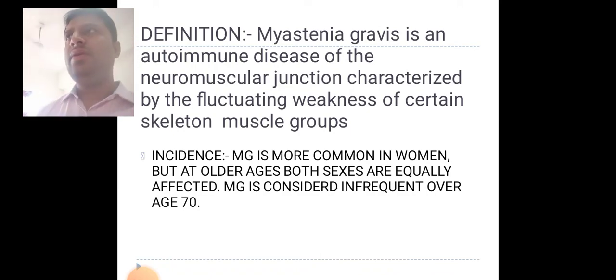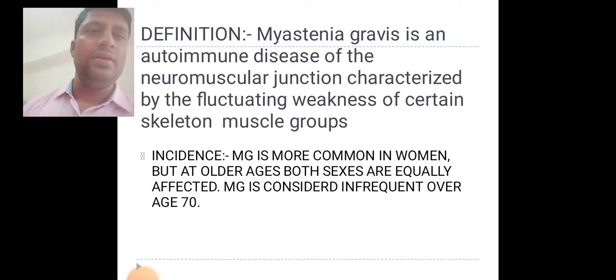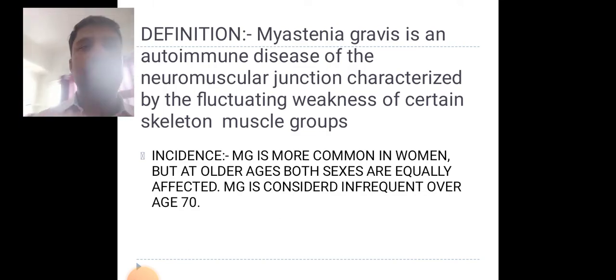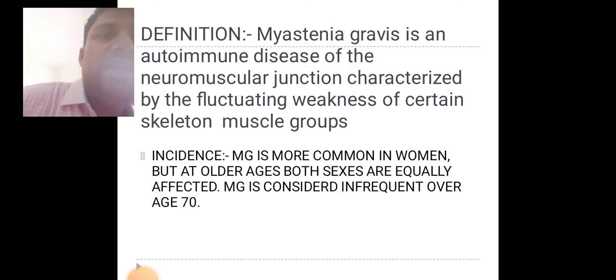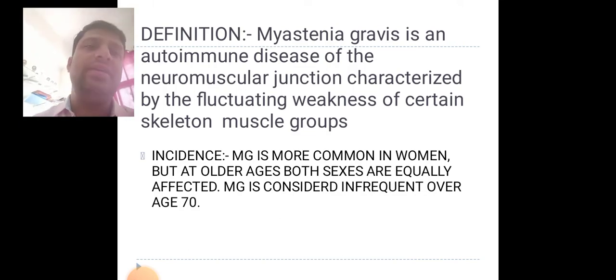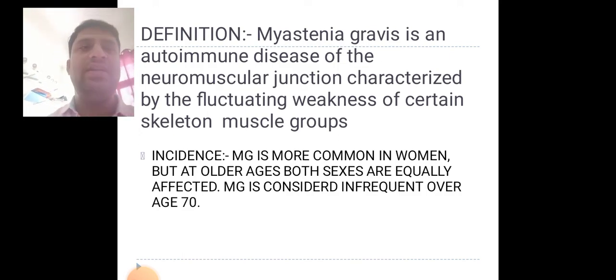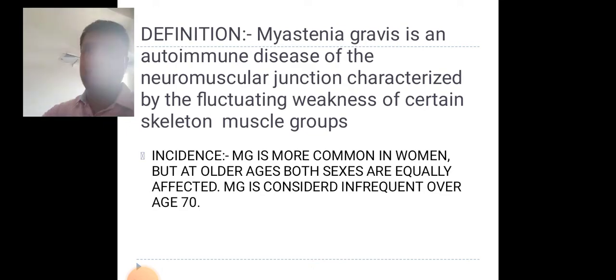If we talk about the incidence, myasthenia gravis is more common in women, but at older age, both sexes are equally affected. Myasthenia gravis is considered infrequent over the age group of 70 years. Okay, is it clear?